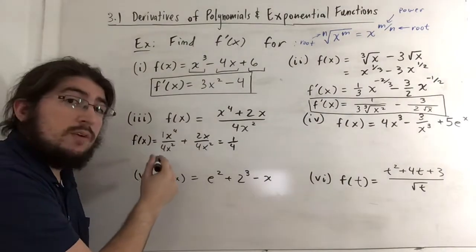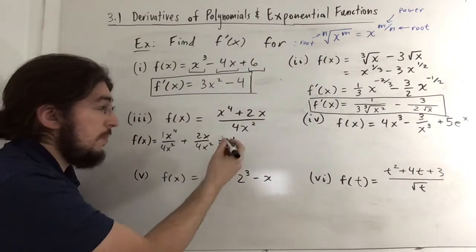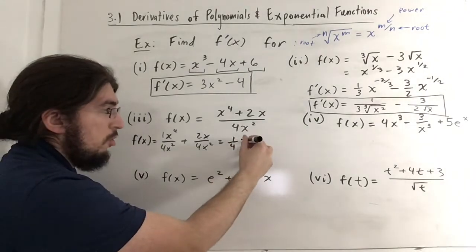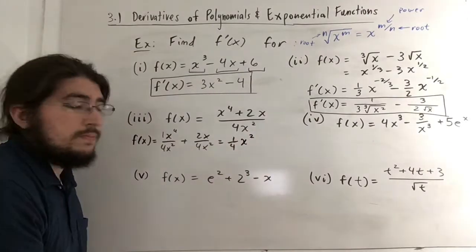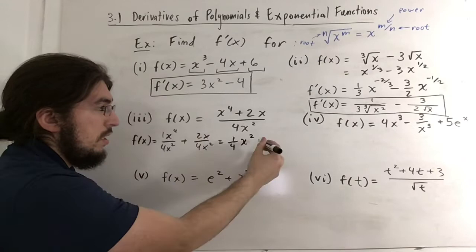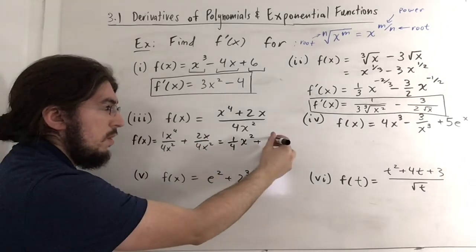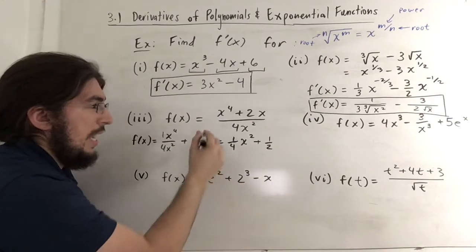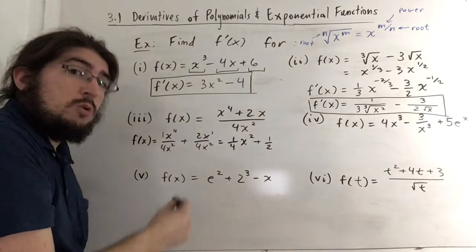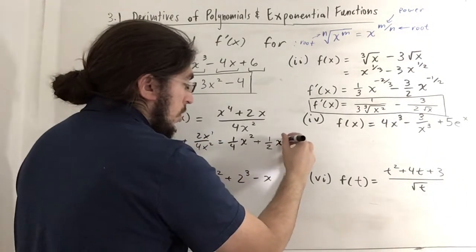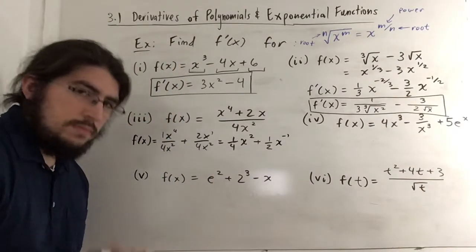x to the 4th over x to the 2 is x to the top power minus bottom power, which is x to the 4 minus 2. That's just x squared. Similarly for this one, pulling the constant off to the side, 2 over 4 is 1 over 2. And x to the 1 over x to the 2 is x to the 1 minus 2, or x to the negative 1. Good.